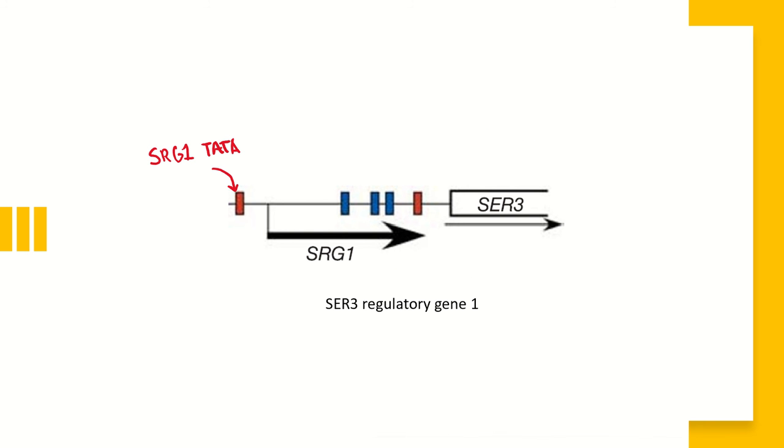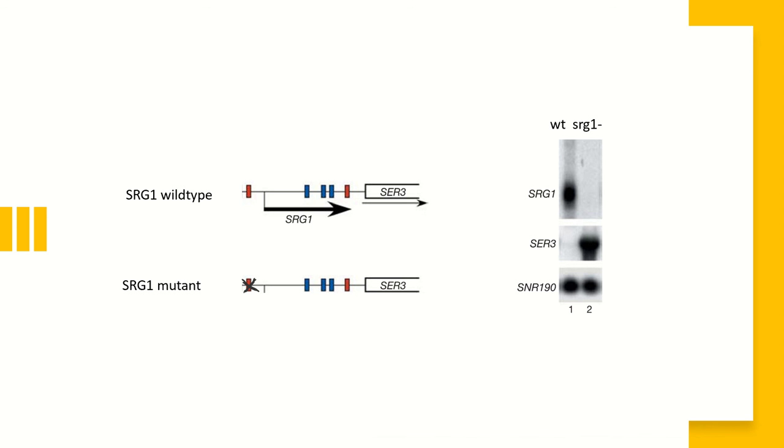And to test the role of this gene, the authors created a mutation in the SRG1 TATA element. So in this mutant, transcription does not occur. And as you can see here, when there is no transcription of the SRG1 gene, CR3 is no longer repressed. So in other words, the transcription of SRG1 is necessary to repress expression of CR3.